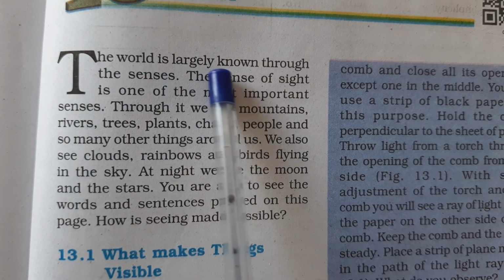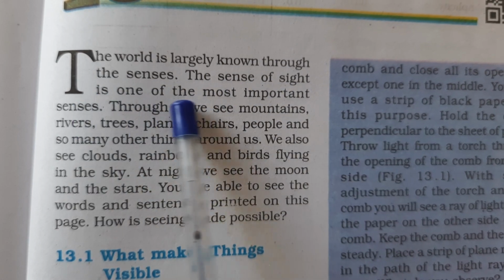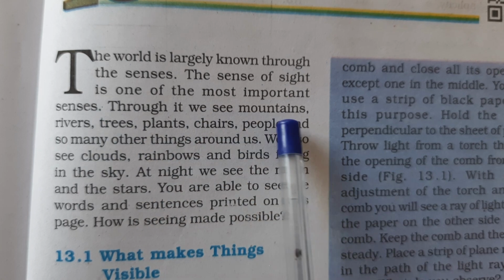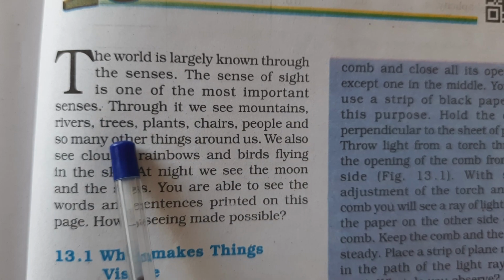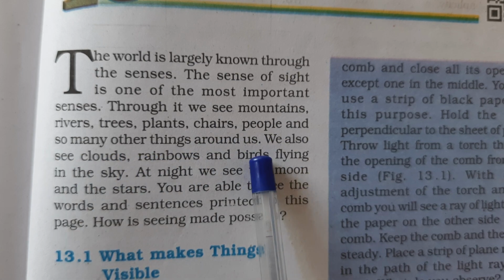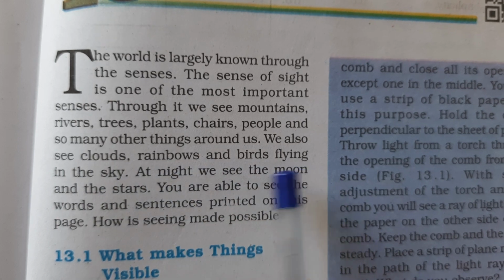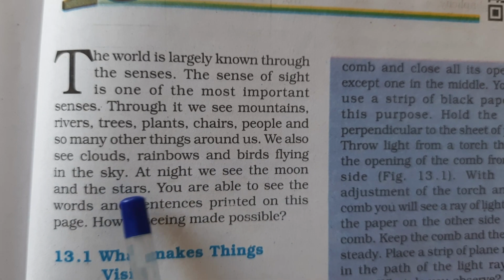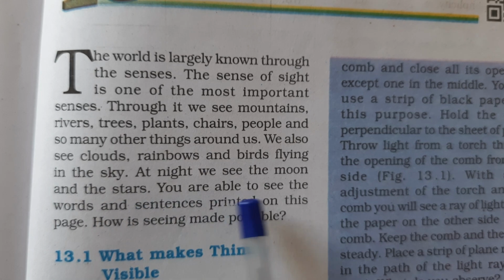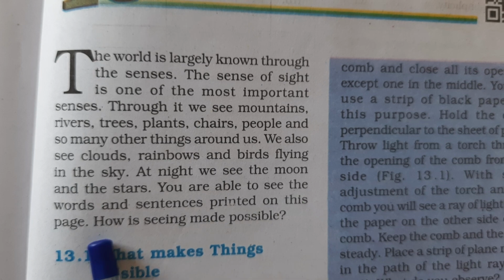The world is largely known through the senses. The sense of sight is one of the most important senses. Through it, we see mountains, rivers, trees, plants, chairs, people, and so many other things around us. We also see clouds, rainbows, and birds flying in the sky. At night, we see the moon and the stars. You are able to see the words and sentences printed on this page.